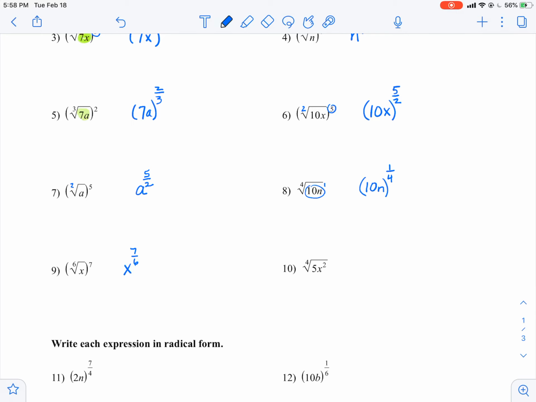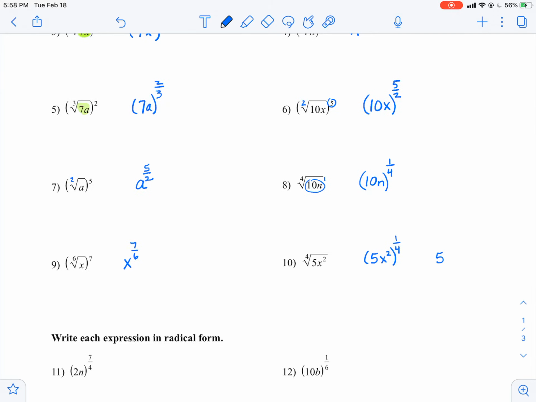Okay, now I want to talk about number 10, because number 10 is all underneath the radical. It is all to the 4th root, but only the x is squared. So we do have to be a little careful on this one. So if I write it as 5x squared, it would be to the 1/4 power. Now, what you're actually going to see a lot of times is this written simplified, is what they would consider it. And so this would be 5 to the 1/4, okay?